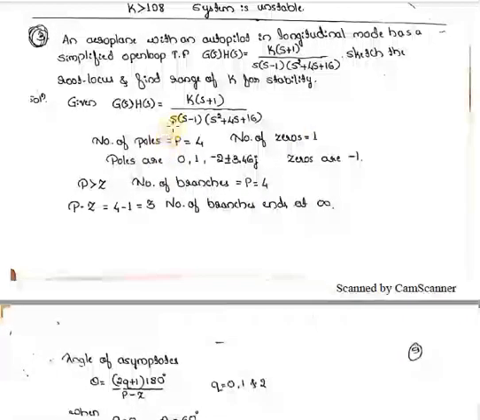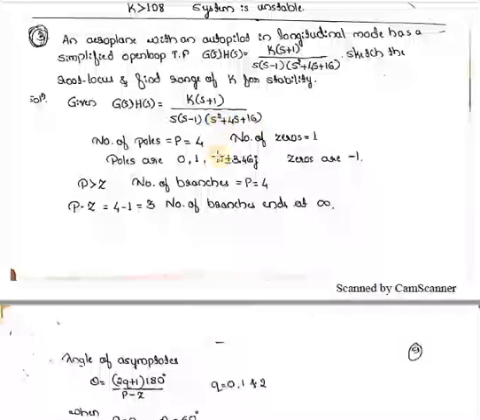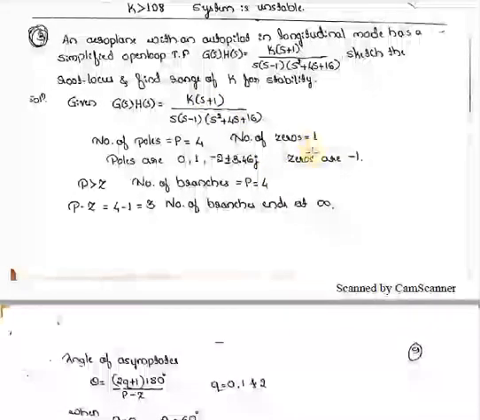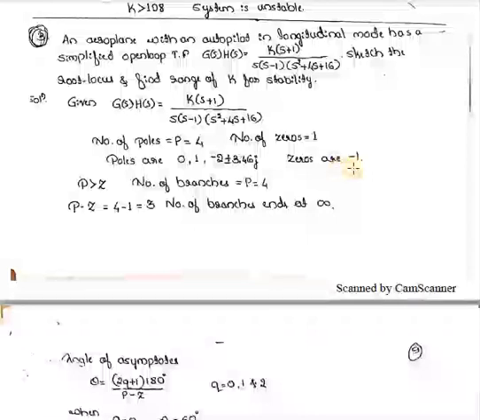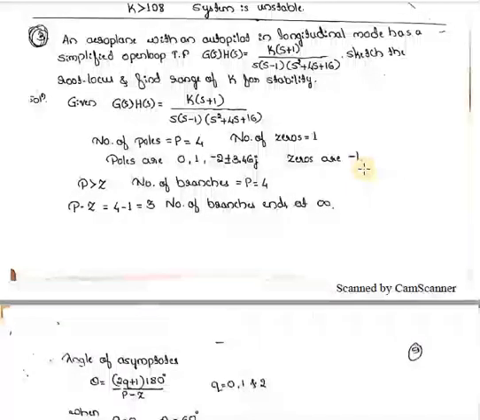Their respective values are s = 0, s - 1 = 0 so s = 1, and if you identify the roots of the second order term, we get -2 ± 3.46j. The zero is s + 1 = 0, so z = -1. Now compare the number of P and number of Z. P is greater than Z, that is 4 is greater than 1, so the number of branches required is 4.